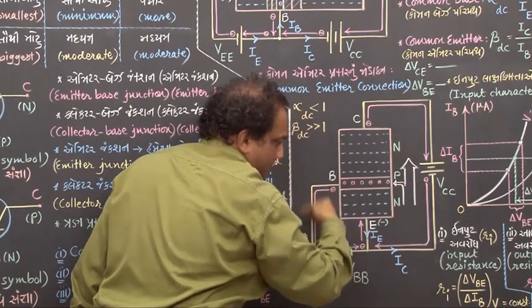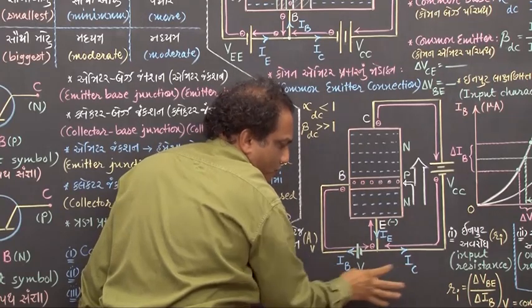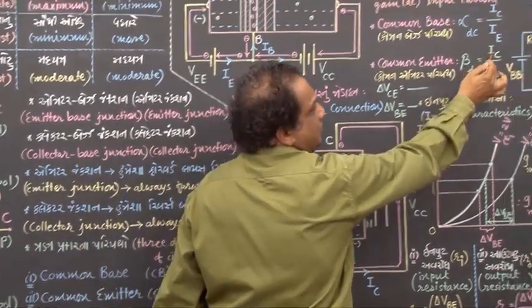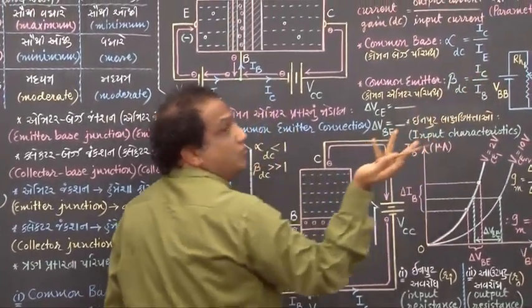Then this is output, this is input. What is the output current? IC. What is input current? IB. Output upon input, so it should be IC upon IB. Again it is current upon current, so it is unitless.